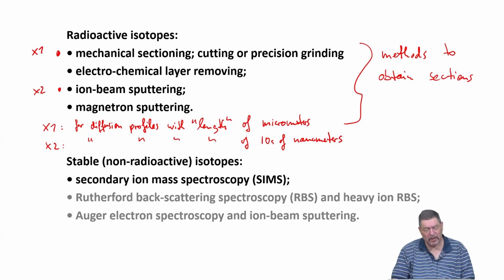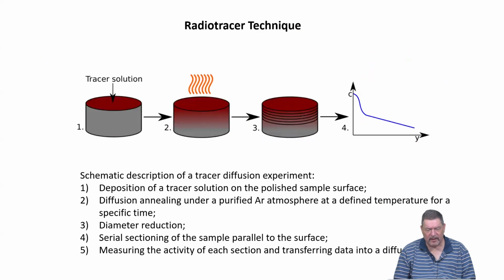Then if you have non-radioactive isotopes, mostly secondary ion mass spectrometry is used. And I will not talk about Rutherford backscattering or Auger electron spectroscopy, because these are really surface-sensitive methods which are not really related to the topic of this course. So this is how the tracer technique works in principle.